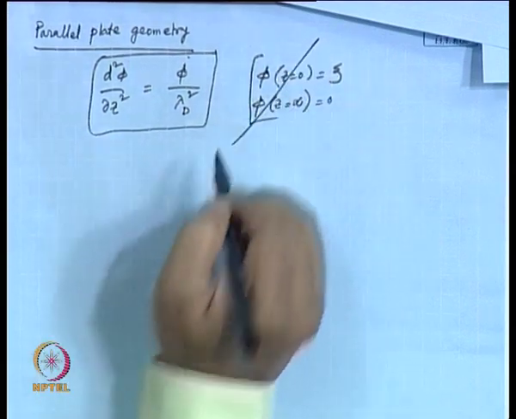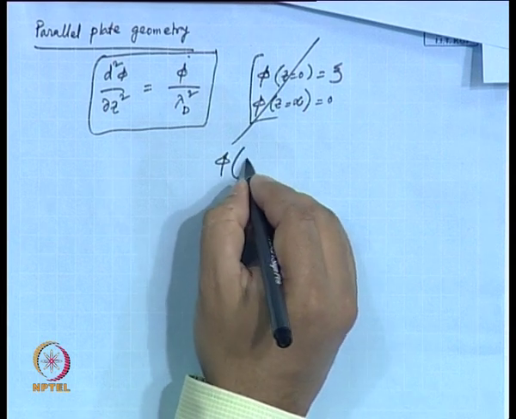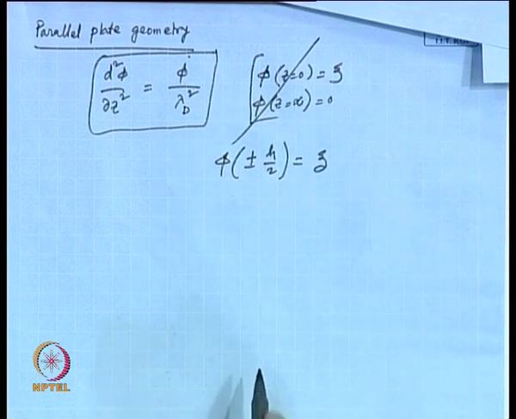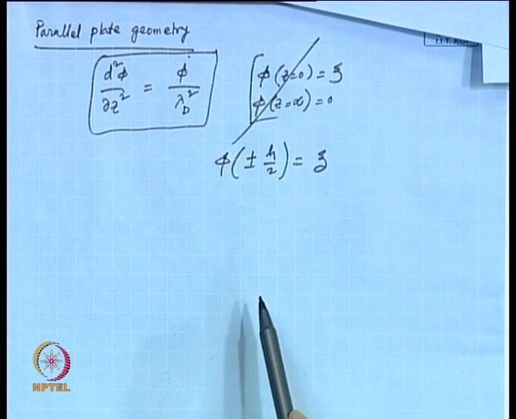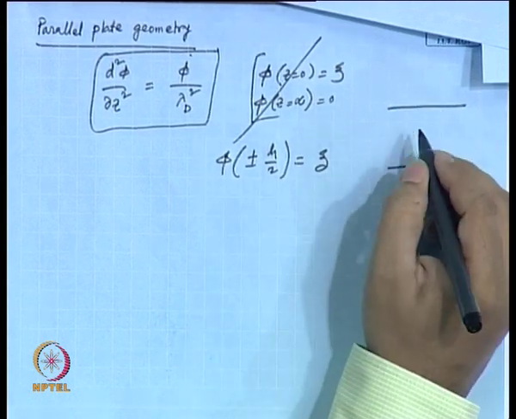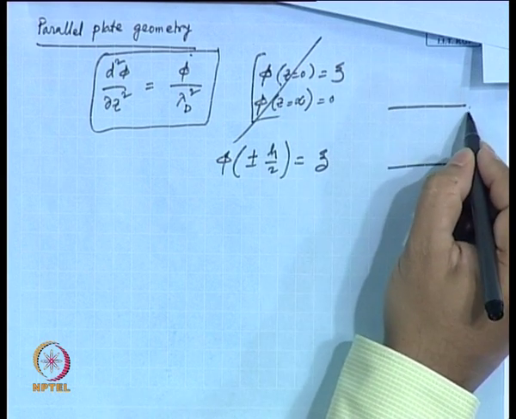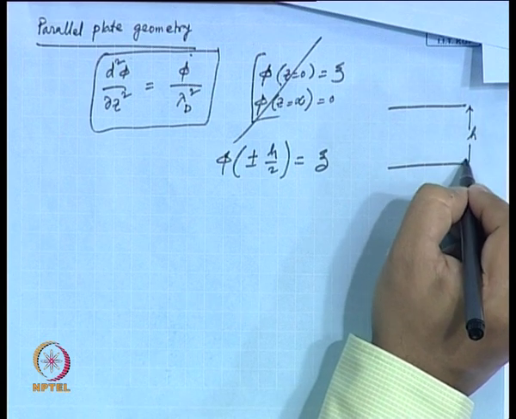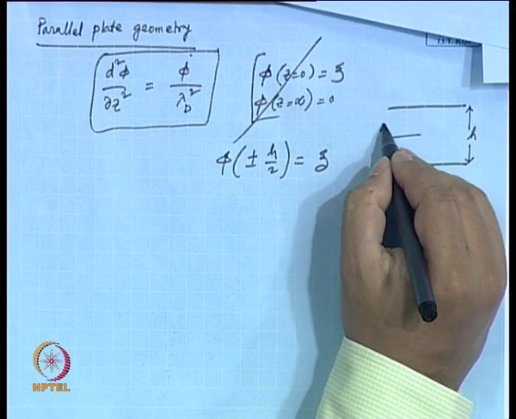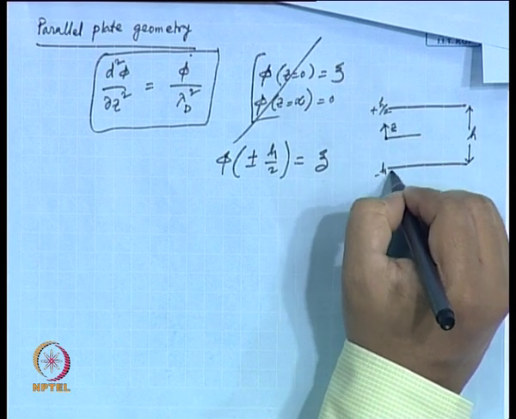So, instead of this boundary condition, what you would be taking is phi at plus minus h divided by 2 is equal to zeta, all right. Phi at plus minus h by 2 is equal to zeta. What is h by 2? If this is the channel, if these are the parallel plates, this distance between two parallel plates, if that is h, so then your z starts from here. This is where the z starts from. So, this is equal to plus h by 2 and this is equal to minus h by 2.